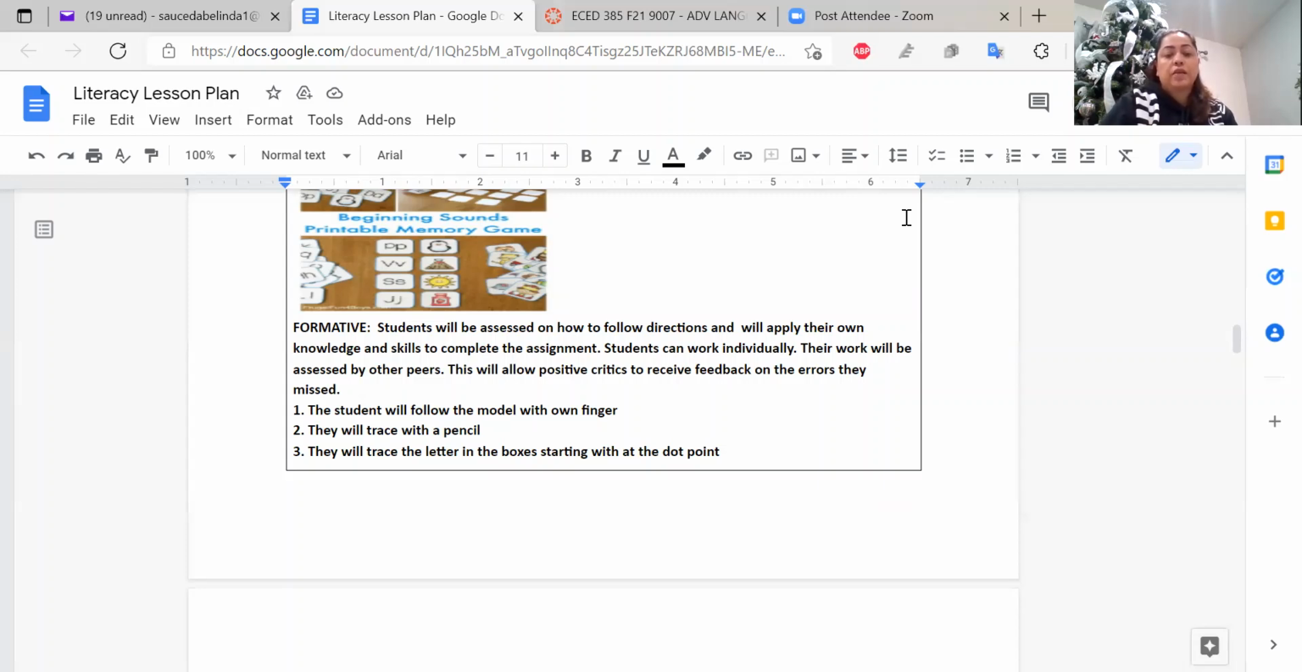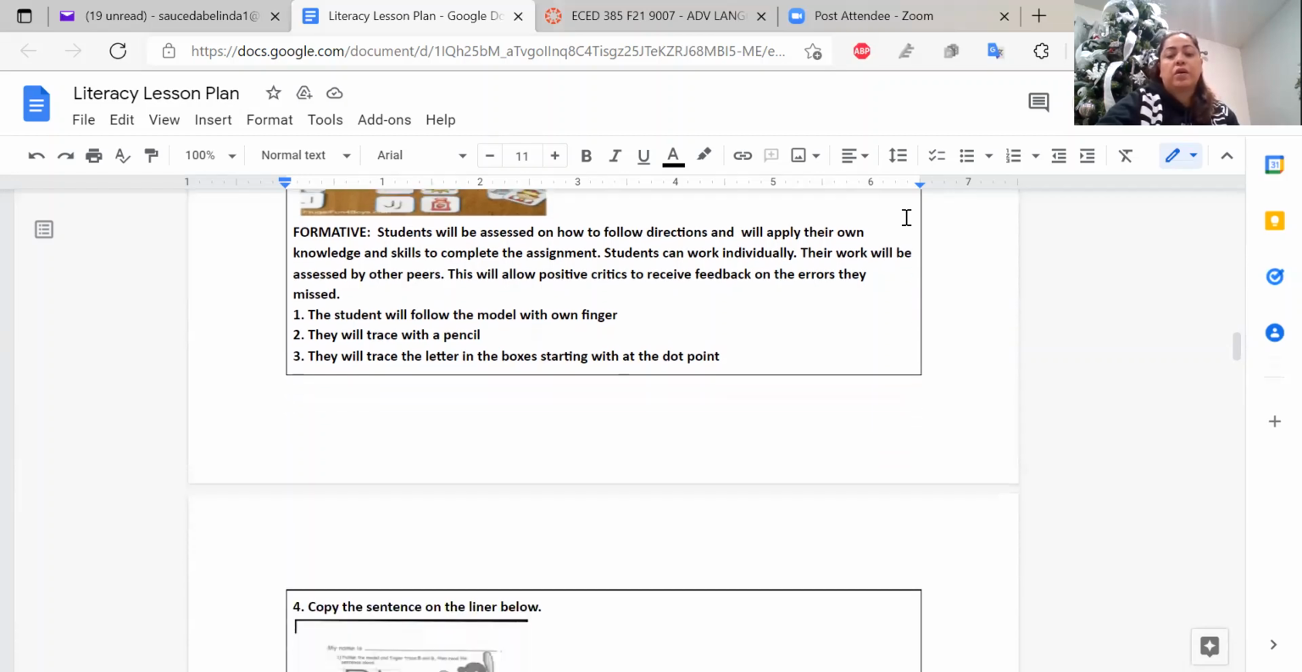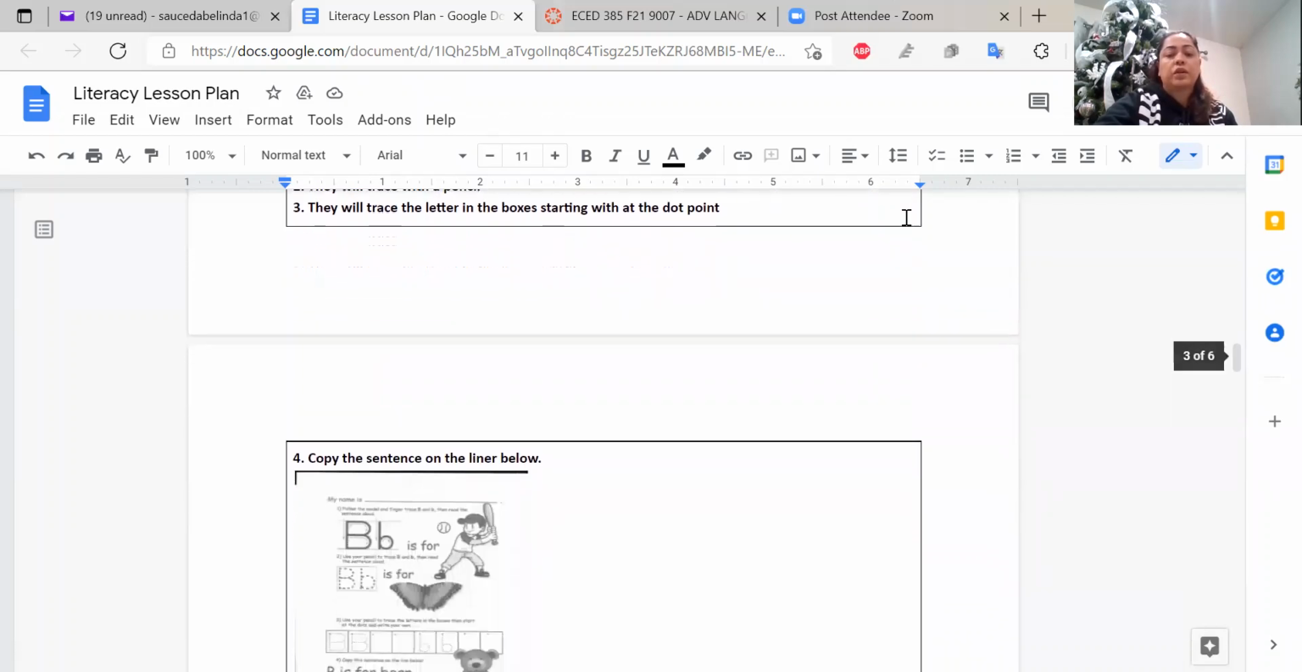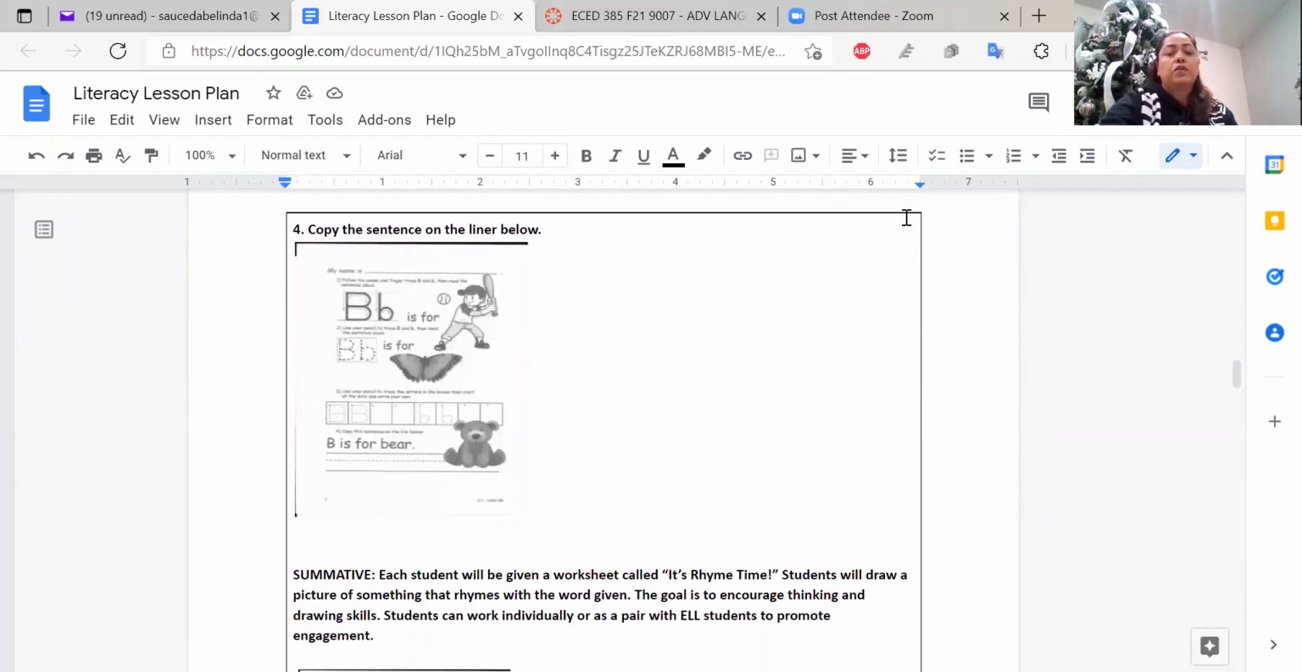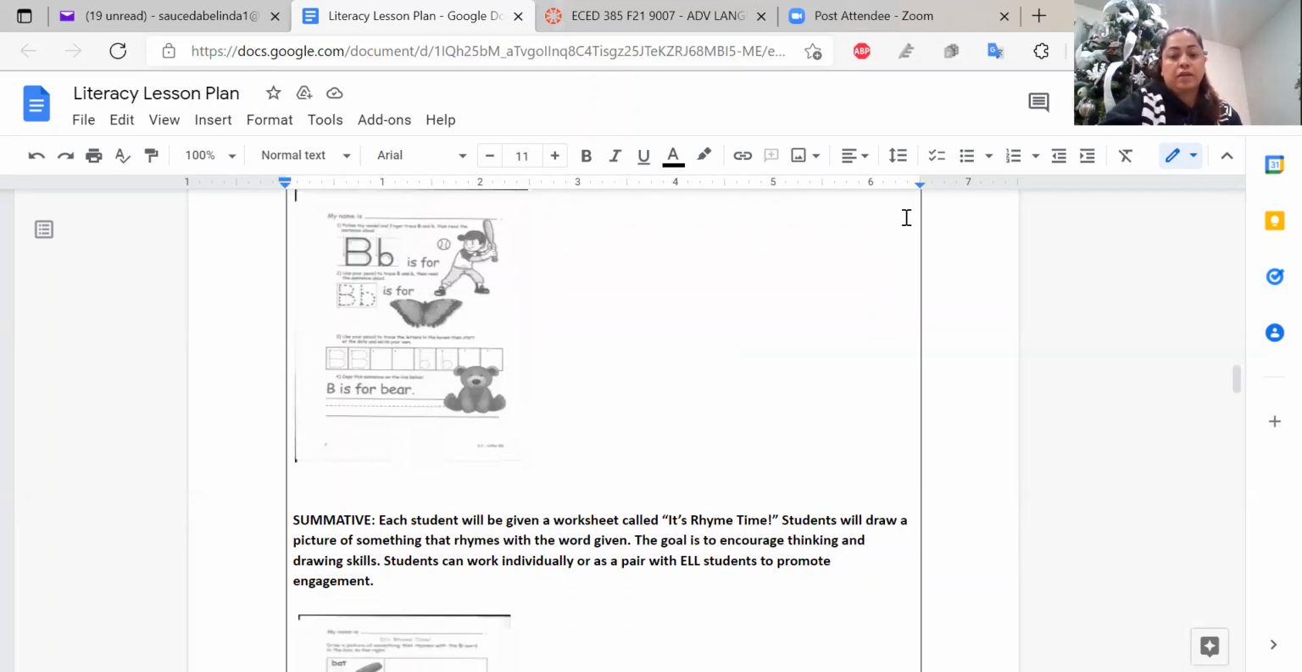They would trace letters in the box, starting with the dotted point. So this is what I'm talking about right here. As they're doing the activity, they follow the dots to complete the letter given for the day or for the lesson.